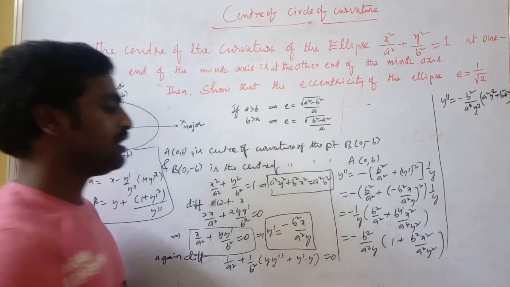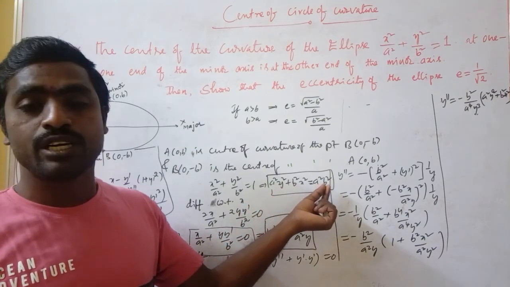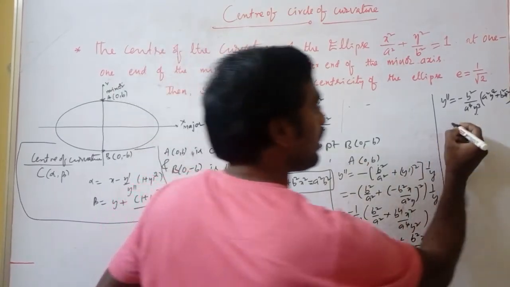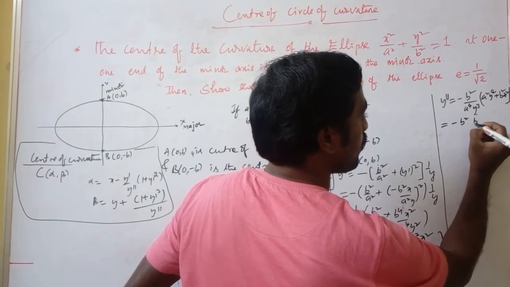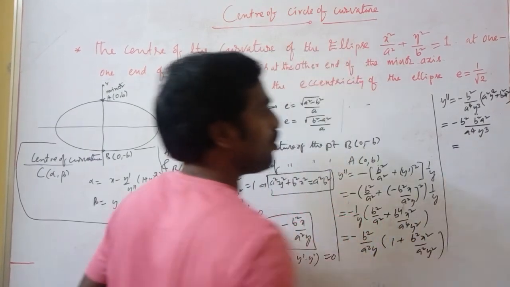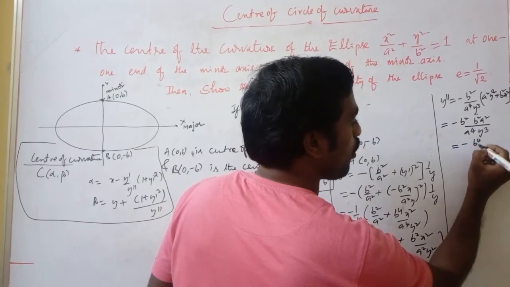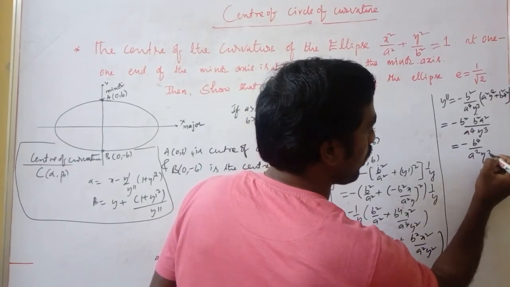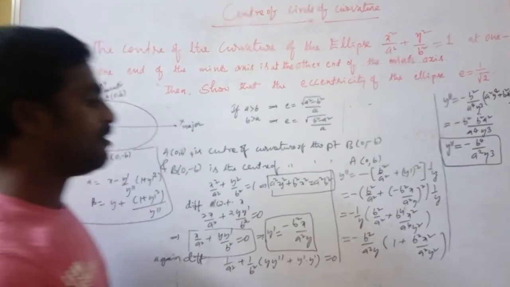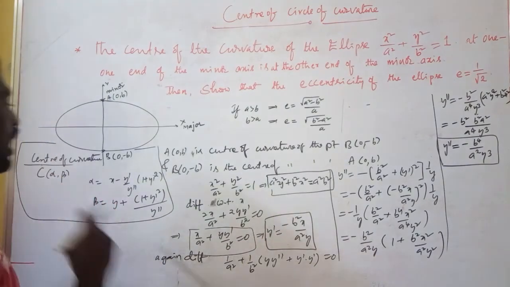From this equation, shall I substitute a square into y square plus b square into x square is equal to a square into b square? Right. So in place of here, you can write a square into b square. So what will happen? It is equal to minus b square into a square by a power 4 into y power 3. Now you can cancel a power 2 and the denominator a power 4. So the final value is b power 4 by a power 2 into y power 3, which is the second order derivative, and this is the first order derivative. So you should use these two terms and find the alpha and beta.